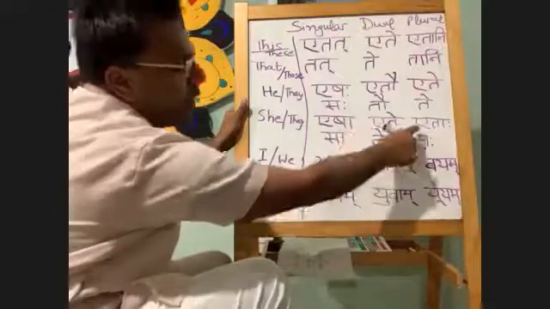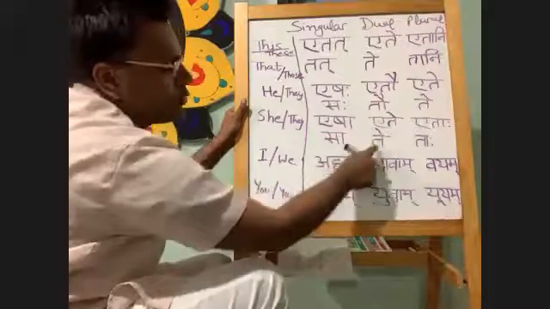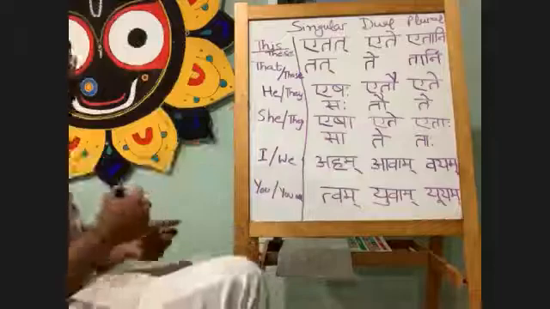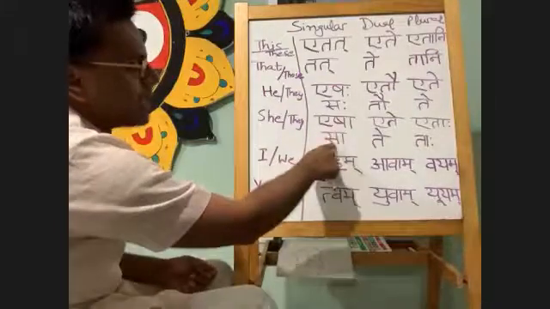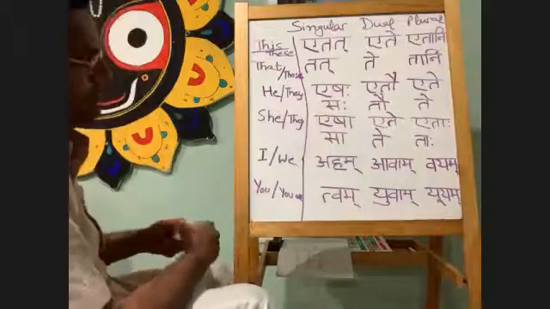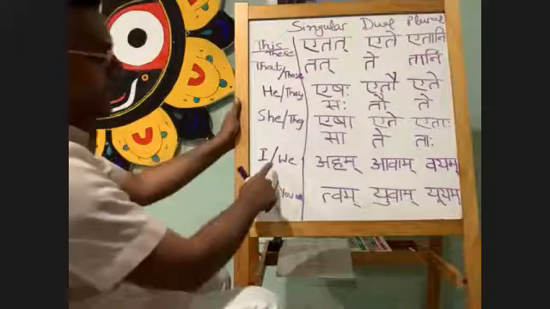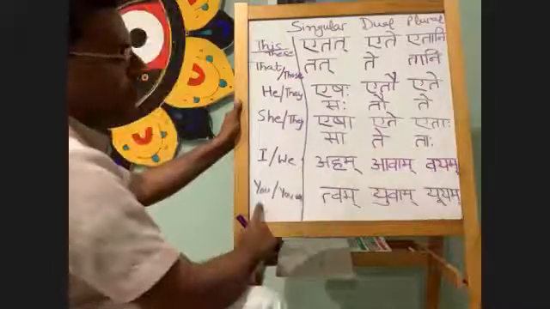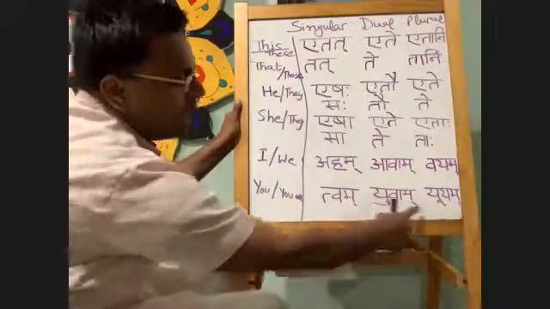Again, you are removing a matra from the front. So ete becomes te, etah becomes ta. And esha becomes sa, eshah becomes sah. And then I or we: aham, avam, vayam. You or you all: tvam, yuvam, yuyam.